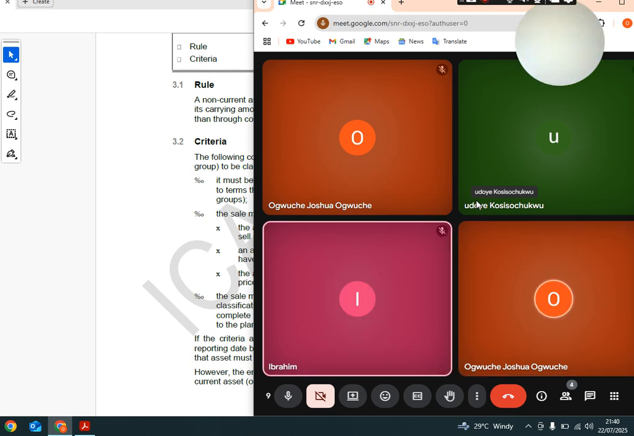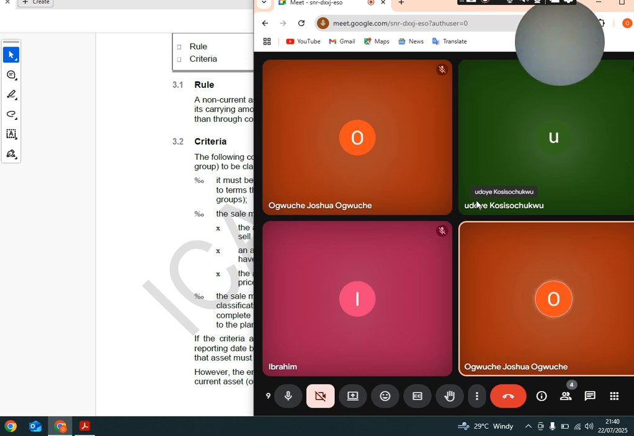Yes, sir. So let's move on to measurement. How do we measure assets classified as held for sale? This class is taking longer than expected. I didn't plan to spend more than 30 minutes here. Okay, let's look through this measurement criteria.